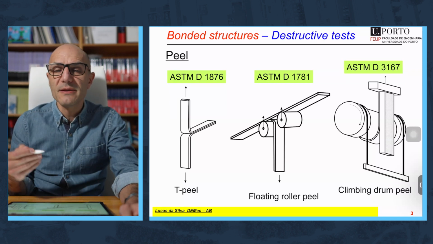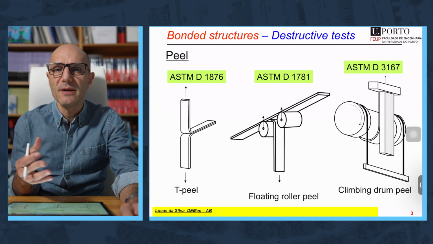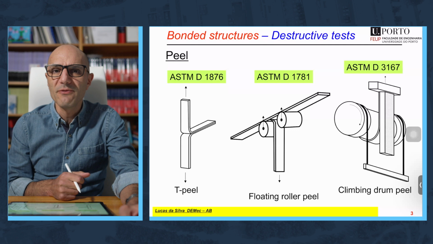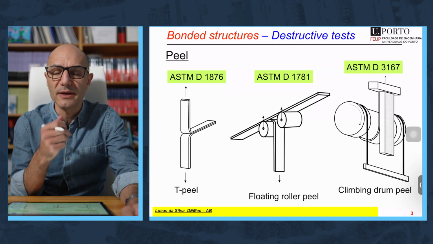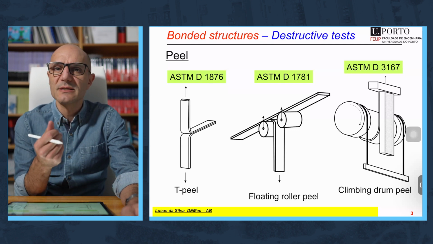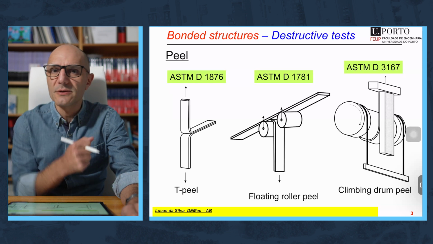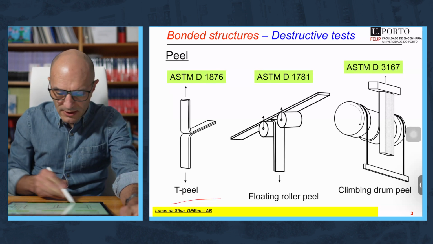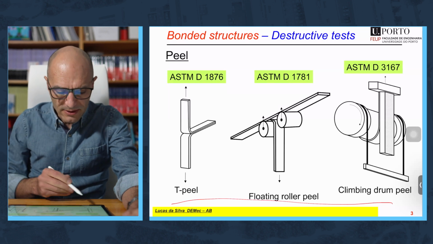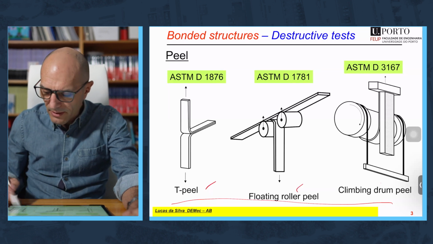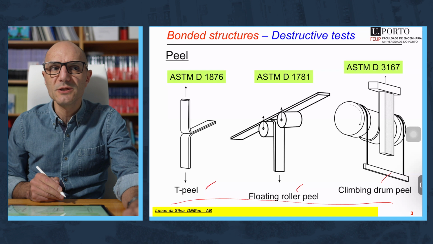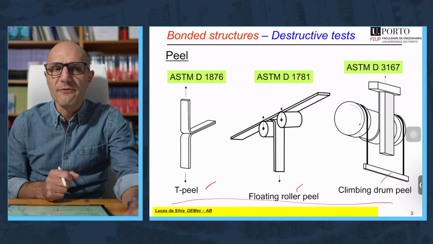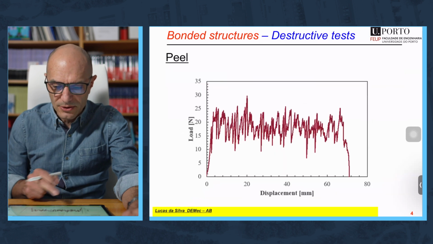There are also peel tests. Even though peel is the enemy of adhesive joints, still you need to test in peel to check the behavior in that loading mode. And it's a very good test also to assess the adhesion strength of the adhesive to the substrate. And as you can see, there are three main peel tests: the T-peel, floating roller peel, and climbing drum peel, especially to assess the adhesion between the skin and the core of composite sandwich structures.